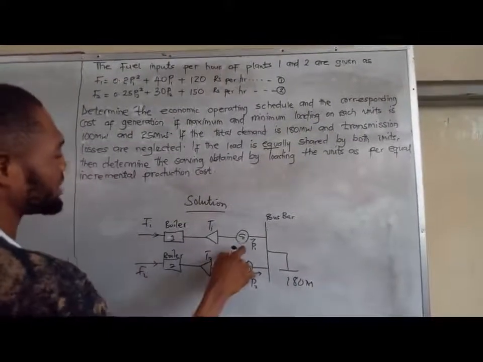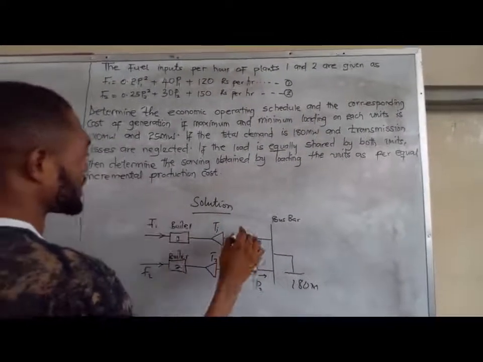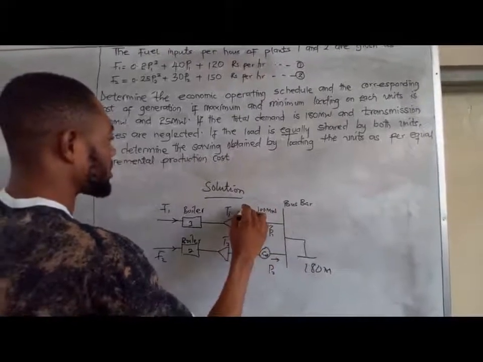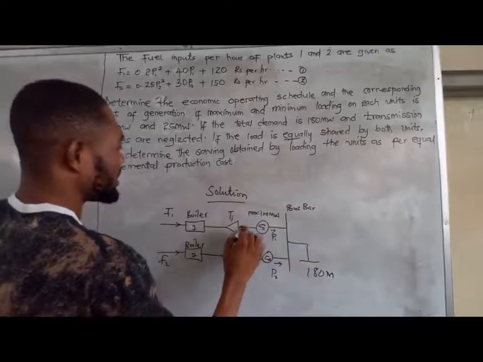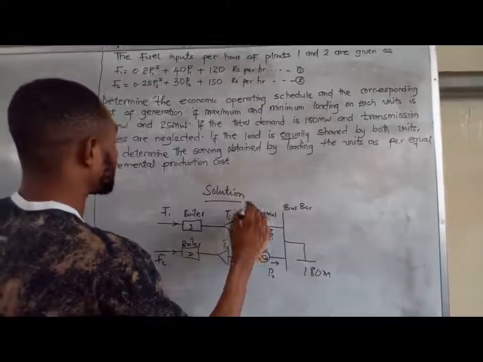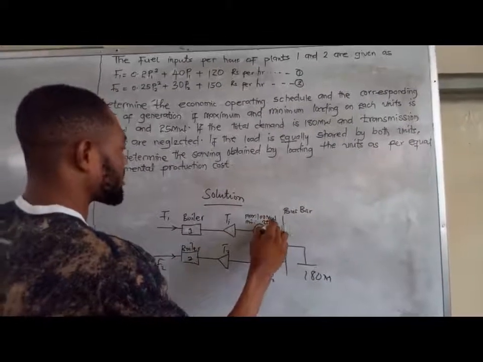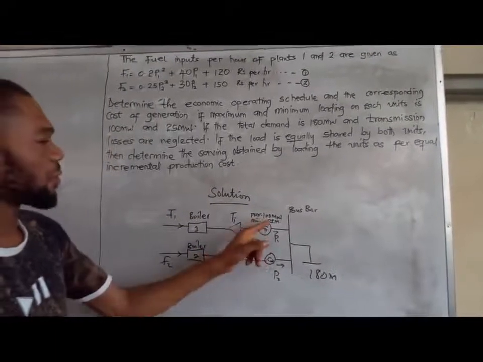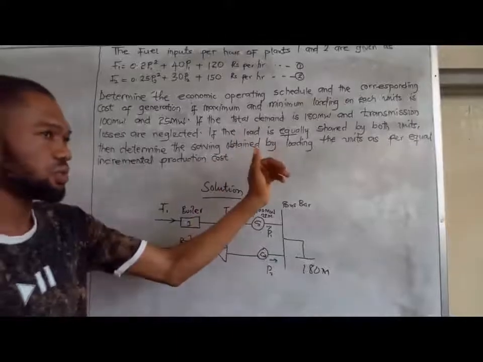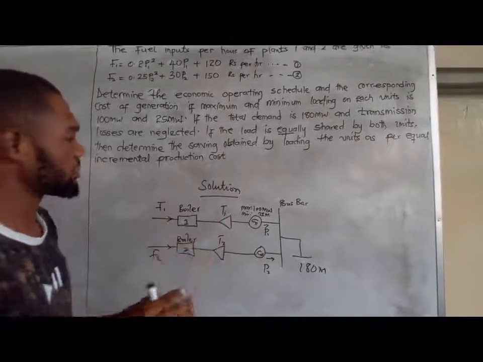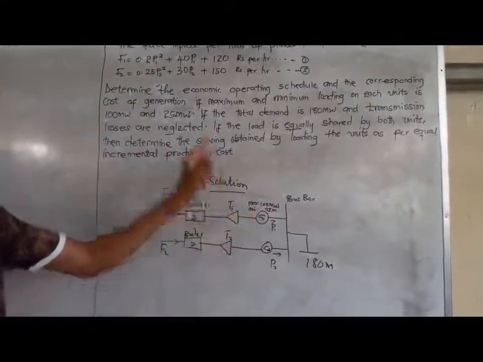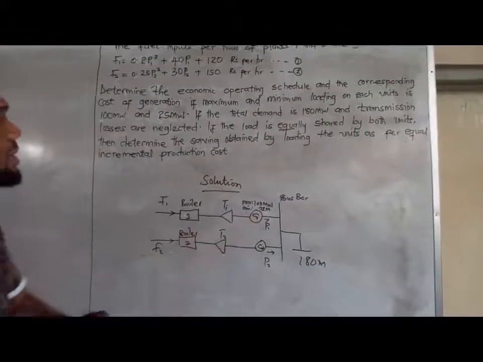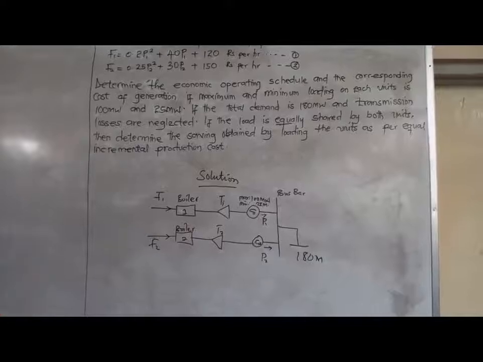We are expecting that this generator's maximum rating is 100 megawatts, and the minimum is 25 megawatts. So the generation of plant 1 should be from 25 to 100, that range. Below 25 or above 100, there is a problem with this plant. Likewise, the other unit has the same equal rating. So mathematically, let's see.